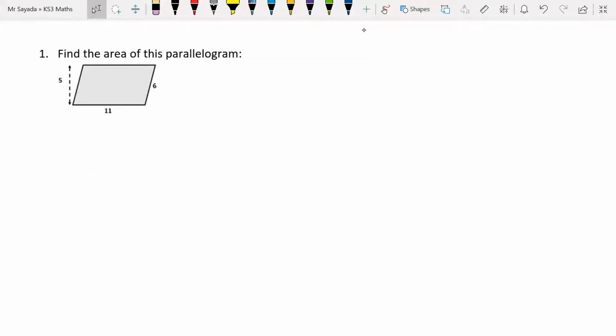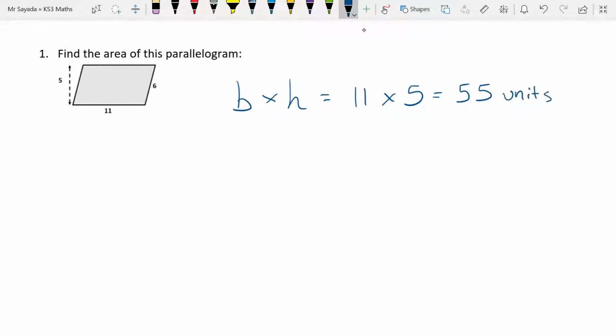So here's the first question. To find the area of this parallelogram, you should have done base times height, which for this parallelogram is 11 times 5, which is 55. We don't know if the measurements are in centimeters or millimeters, so I'm just going to write 55 units. Please mark your question and then move on.